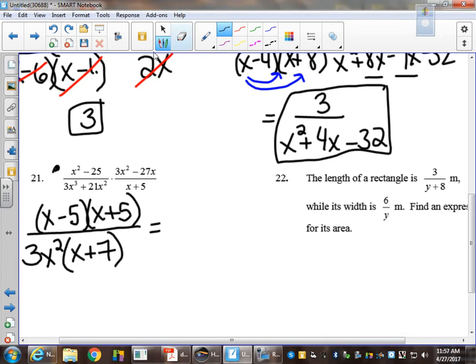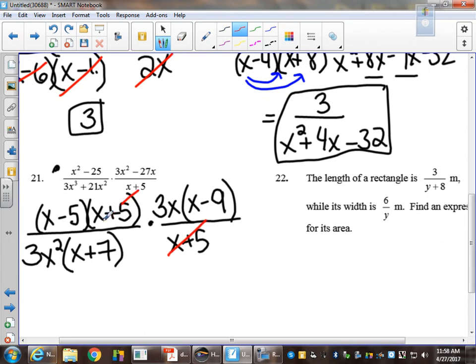Okay. Oh, sorry. So we're done factoring our first fraction. Now we can factor our second fraction. We can take a GCF of 3x out. So we're left with x minus 9 over x plus 5. So all we do is pull out a 3x from this whole entire piece, and we'll write what we're left with.